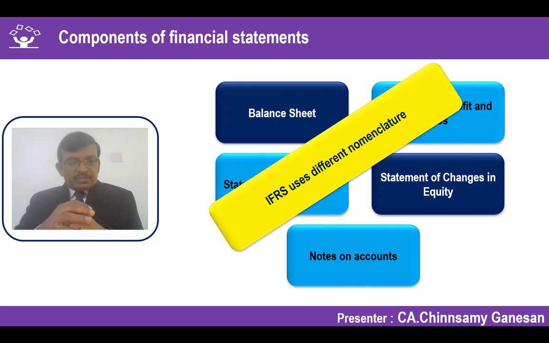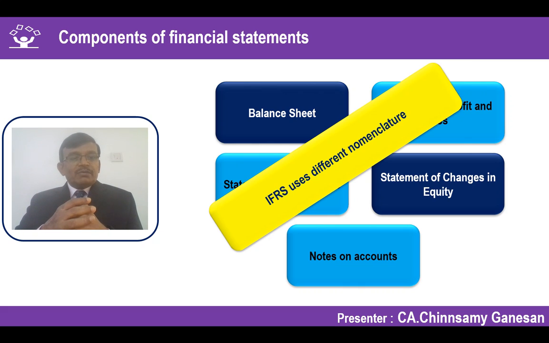One important aspect: the nomenclature used by IFRS under IAS 1 for the components of financial statements is a little different. For example, the balance sheet is considered a statement of financial position. That means it talks about what the position is as on a particular date. The statement of profit and loss account is called a statement of financial performance. So what is the performance of the company during the year or during the period?